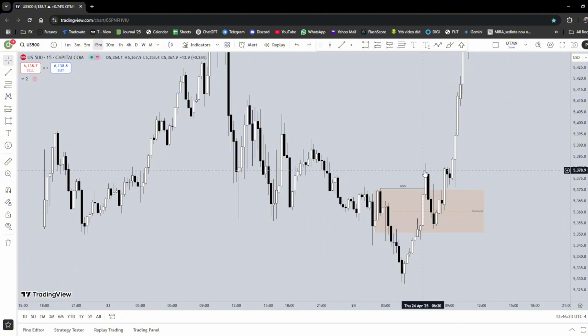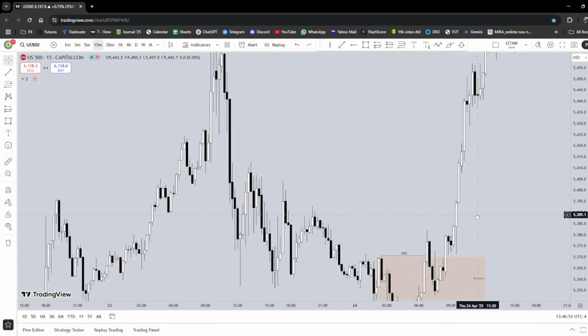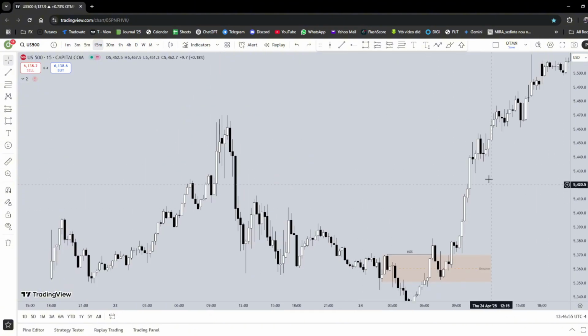Price goes above the breaker, comes back inside. We can see that we have a FVG as well, so we correlate the FVG with the breaker. This is a strong momentum for bullish price action. So price comes back inside this FVG, retests the breaker and leaves it. Look at this beautiful price action.